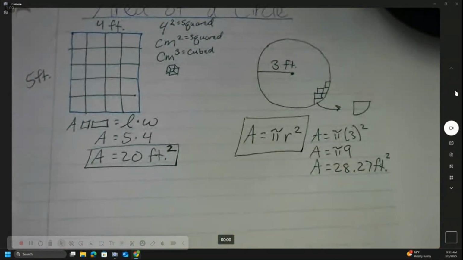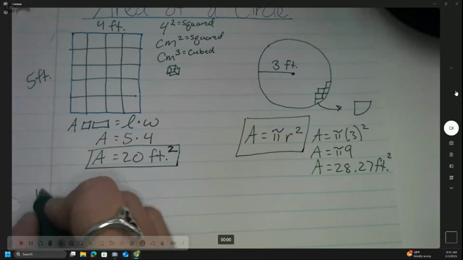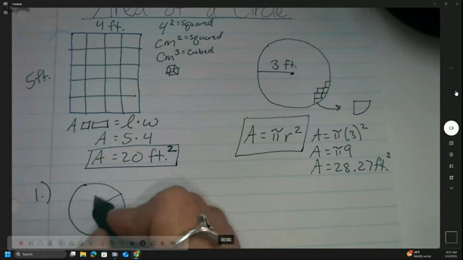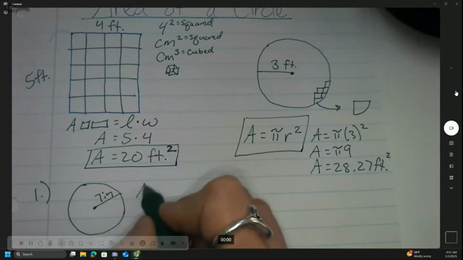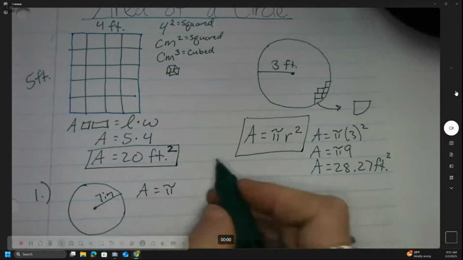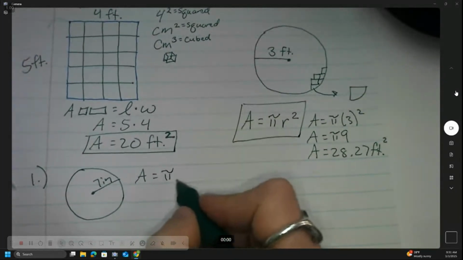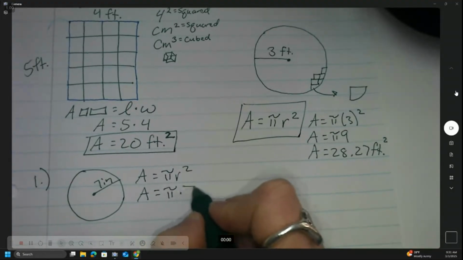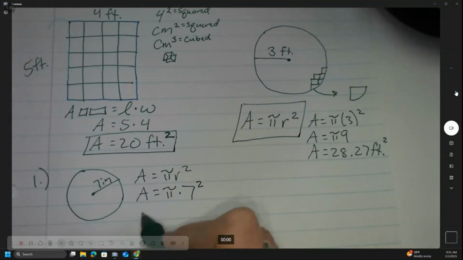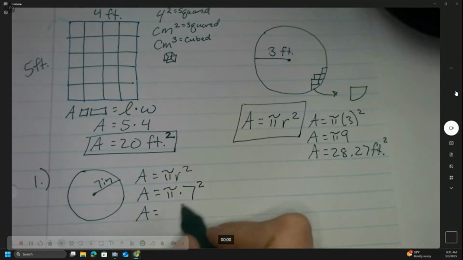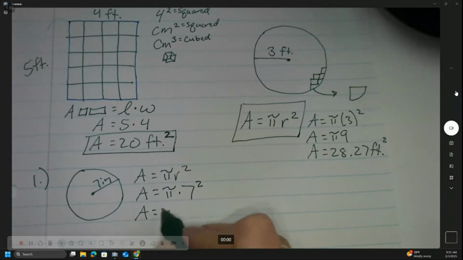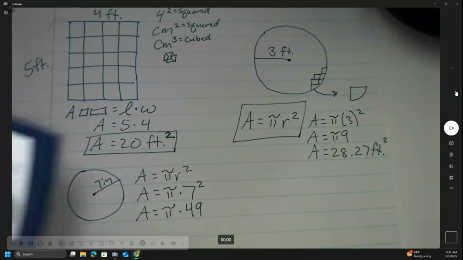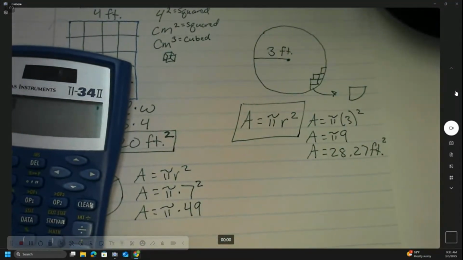Let's keep going with this. Let's start with number 1. If they give you a circle and a radius of 7 inches, solve for the area. Well, I'm going to write down the area formula, pi times r squared. Area equals pi times 7 squared. 7 squared first, following PEMDAS. That's 7 times 7, which is 49. So let's go ahead and multiply pi to 49.